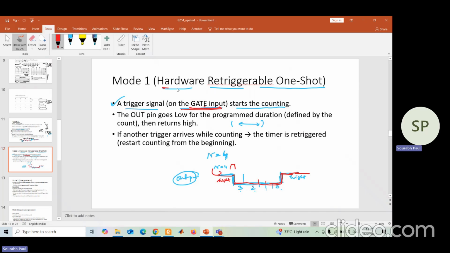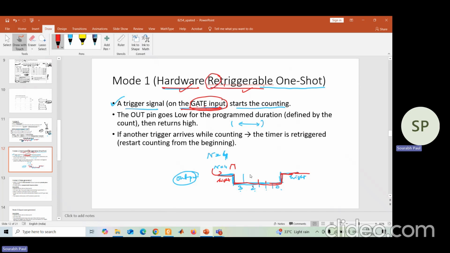So why is this known as hardware retriggerable? First of all, hardware triggerable. Hardware triggerable means the gate terminal is used to start the counting operation. That's why it is known as hardware. Triggerable means trigger is applied to the gate terminal. Now what is the meaning of retriggerable?